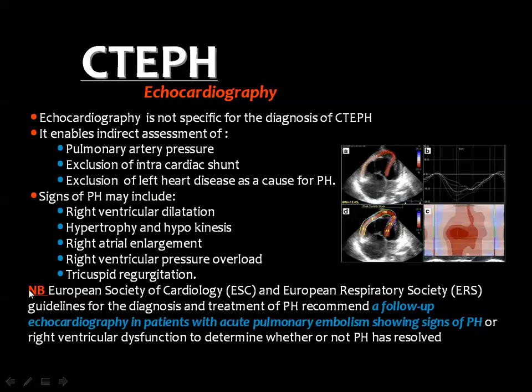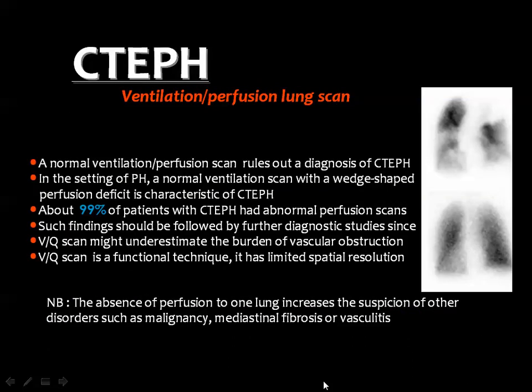These are the recent guidelines provided by the European Society of Cardiology and the European Respiratory Society, which recommend a follow-up echocardiography in patients with acute pulmonary embolism showing signs of pulmonary arterial hypertension. Then the ventilation perfusion scan is the basic tool for diagnosis of CTEPH, and a normal ventilation perfusion scan rules out the diagnosis of CTEPH.